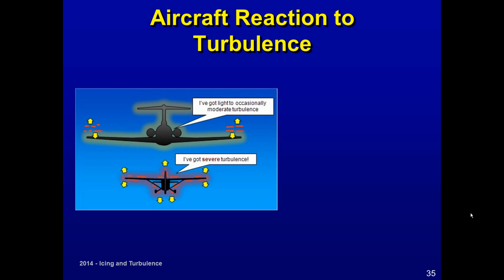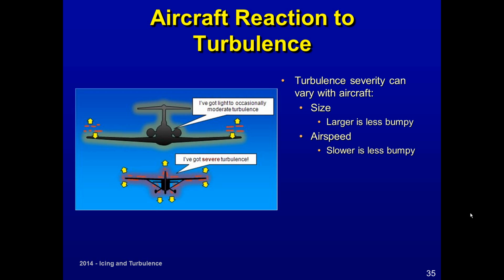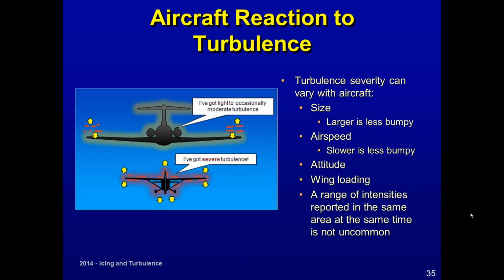Under turbulent conditions, crews may report a variety of ride encounters. You might get light turbulence reports in locations right next to moderate ones. What is going on? Well, the turbulence severity can vary with aircraft size, that is, larger is less bumpy. It can vary with aircraft airspeed, slower is generally less bumpy. It can vary with the attitude of the aircraft and the wing loading of the aircraft. So typically a range of intensities reported in the same area at the same time is not uncommon.